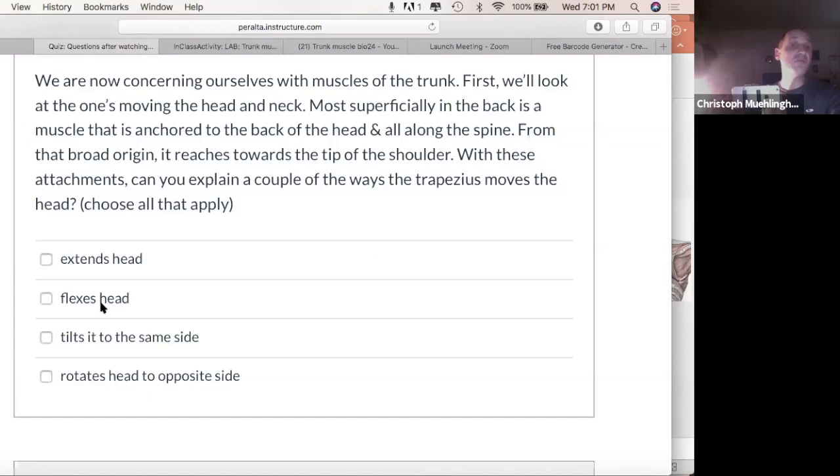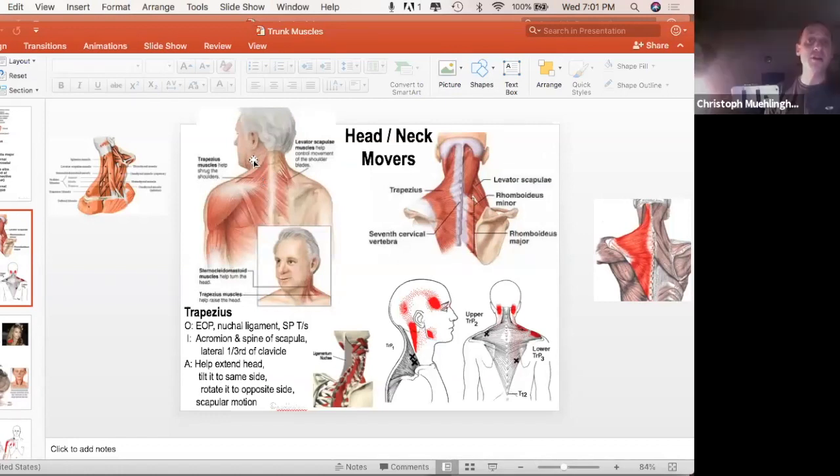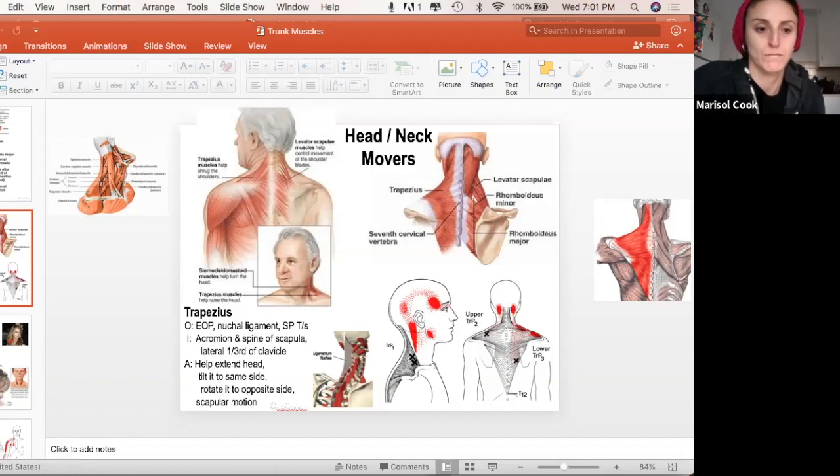But it doesn't flex the head at all because the muscle is attached in the back of the head and not in the front of the head. If the muscle were attached in the front of the head, like if it were in the front here, then it would flex the head. But since it's attached in the back of the head, it will extend the head. Okay? Good.